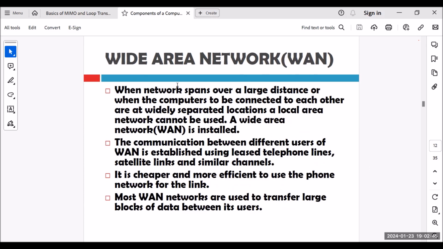Now, wide area network. When networks span large distances, or when the computers we connect to each other are at widely separated locations, a local area network cannot be used. A wide area network in that case has to be installed.